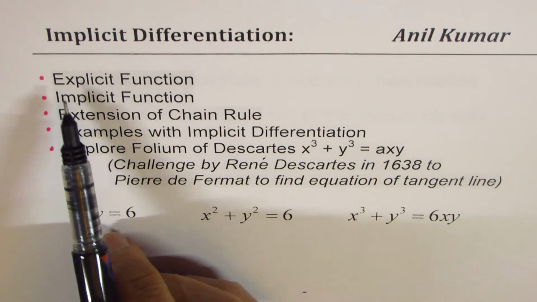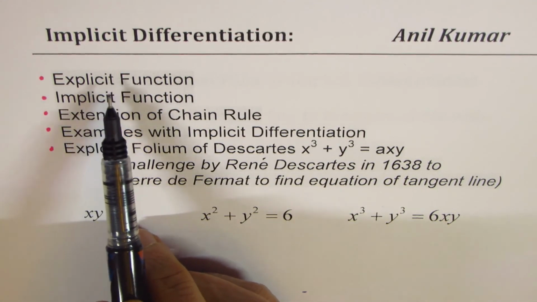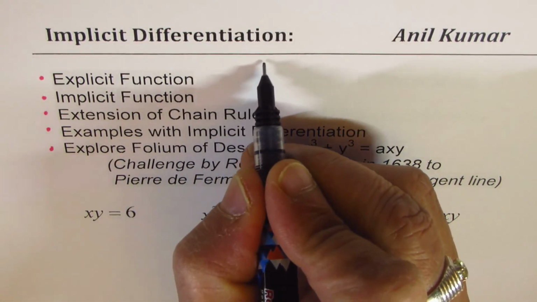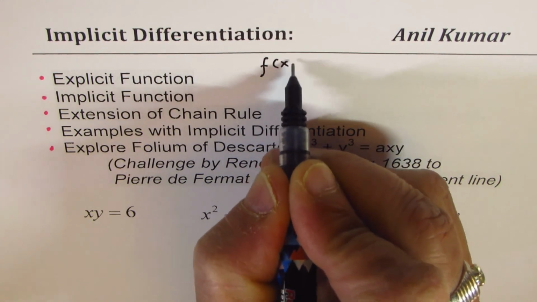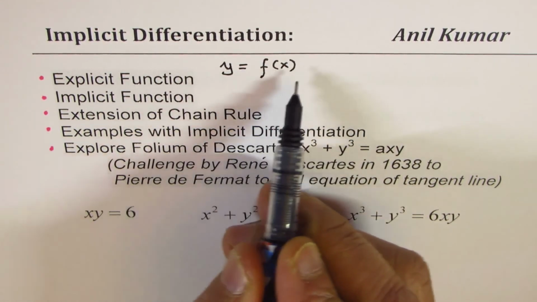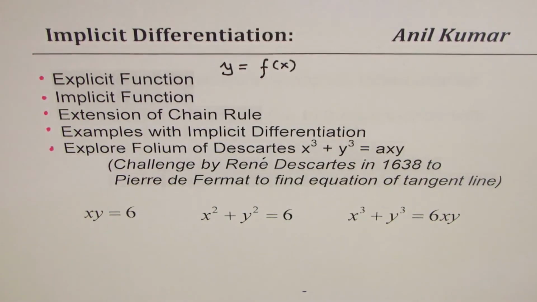Till now, you had been working with functions which were explicitly written in terms of x. For example, you always were working with f of x, right? When we say y equals to something, that function was in just x. Perfect. That is what you had been working with.